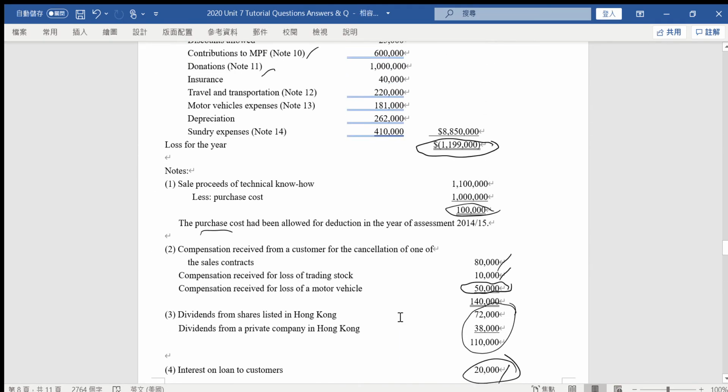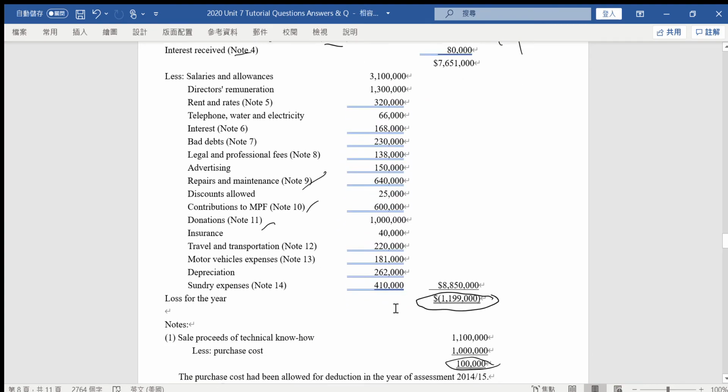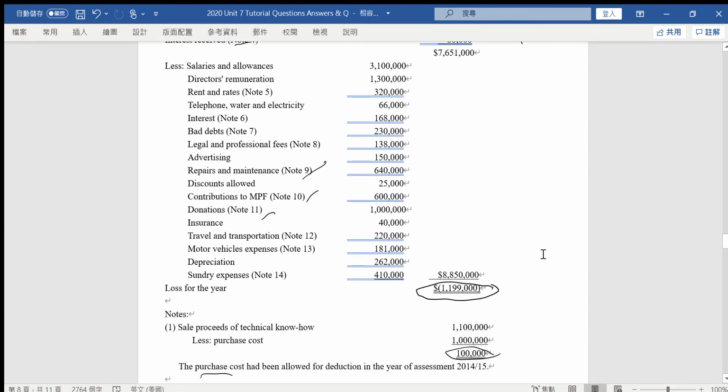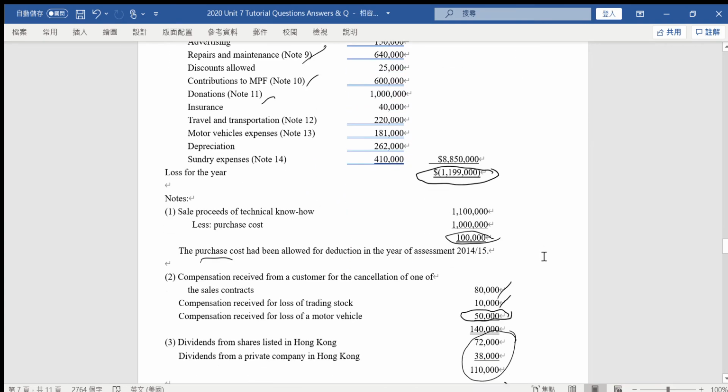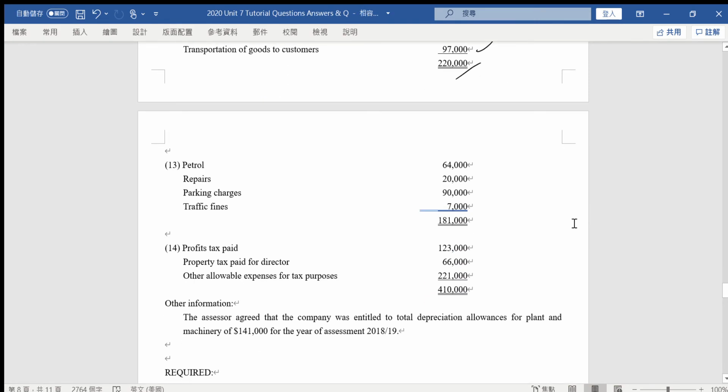Okay, the last one will be the motor vehicle expenses, note 13. There are several: petrol, normal expenses; repair, normal expenses; parking charge, normal expenses. But traffic fine, not allowed to deduct. Penalty charge, not allowed to deduct. Add back.